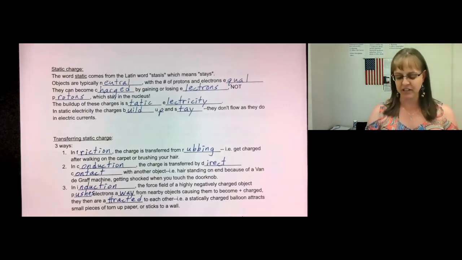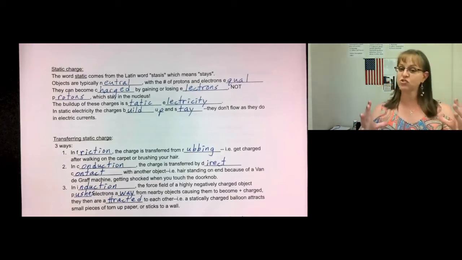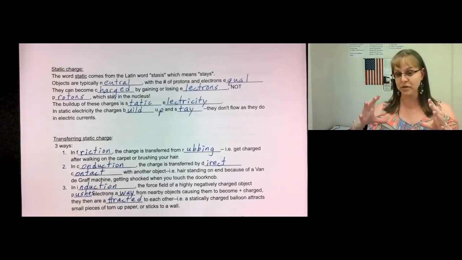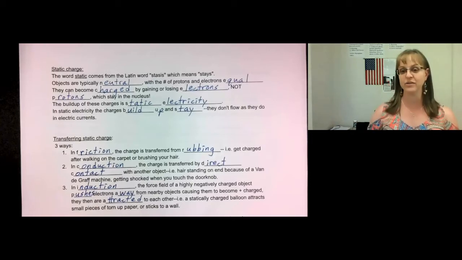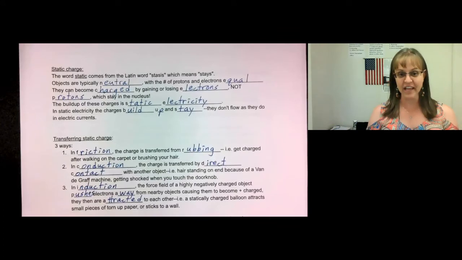See, objects are typically neutral. That means their positive protons and their negative electrons are equal. An atom or an object can become charged by gaining or losing electrons, not protons. The protons are trapped in the nucleus. They must stay still. The electrons are on the outside in those orbitals and they can move around and move from atom to atom. The buildup of these electrons is called static electricity.